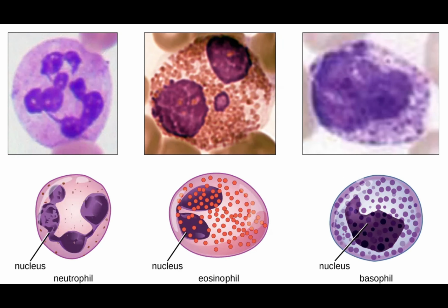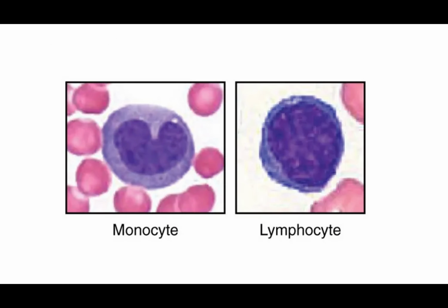So here our granulocytes are the neutrophil, eosinophil, and basophil. Look at how they're granular. We can see the visible granular components, and we look at the lobed nuclei. Clear enough? And these are agranulocytes, our lymphocytes and our monocytes.